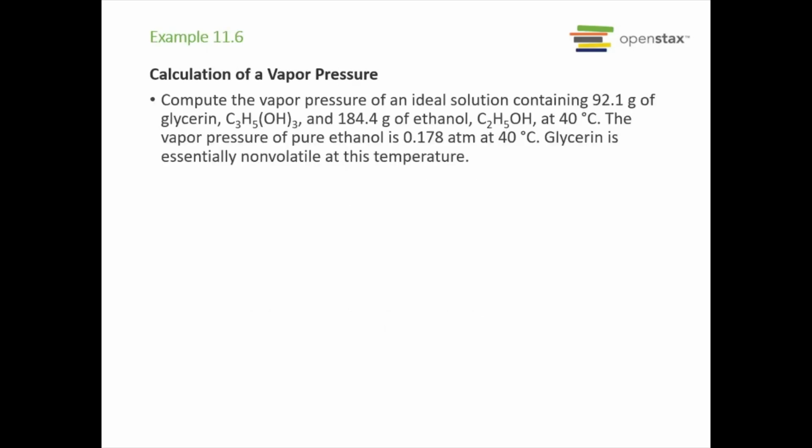So let's look at an example. Let's find the vapor pressure of an ideal solution with 92.1 grams of glycerin and 184.4 grams of ethanol at 40 degrees Celsius. We're told the vapor pressure of pure ethanol is 0.178 atm at 40 degrees Celsius, and glycerin is basically non-volatile at this temperature. So the first thing we need to do is get our moles of each component, because remember, P solution is equal to the mole fraction of our solvent times P star of the solvent.